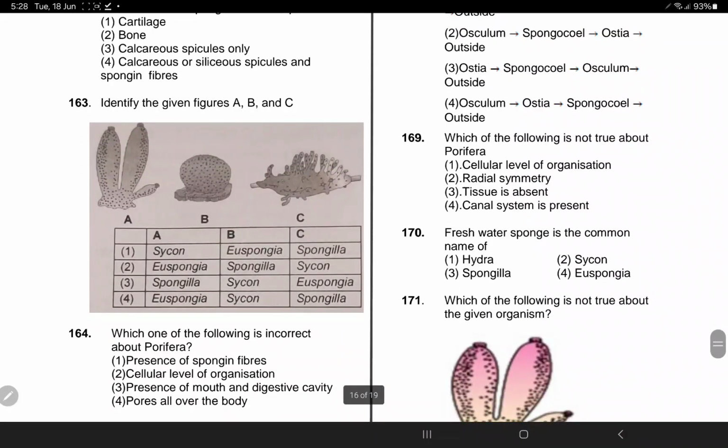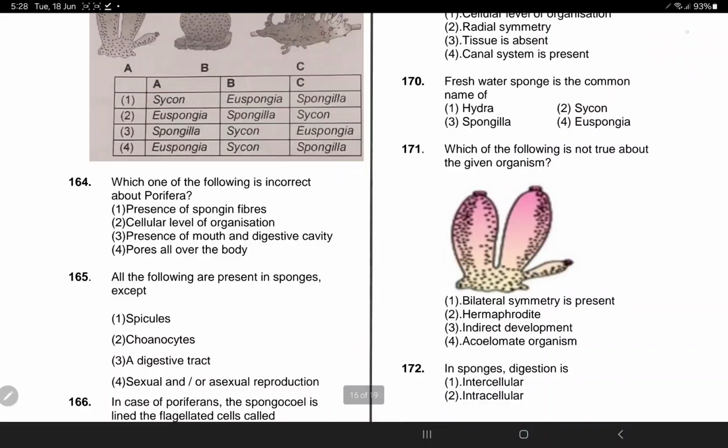Which of the following is incorrect about Porifera? So incorrect about Porifera is presence of mouth and digestive cavity. They don't have mouth and digestive cavity. All the following are present in sponges except a digestive tract. Digestive tract is absent in sponges.